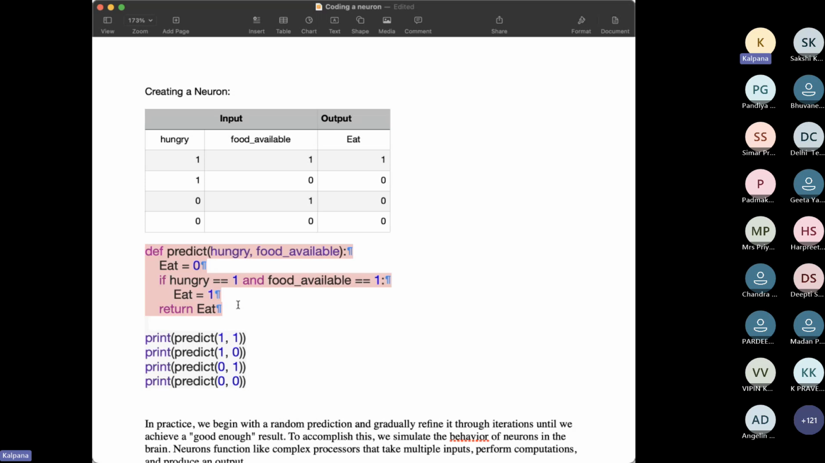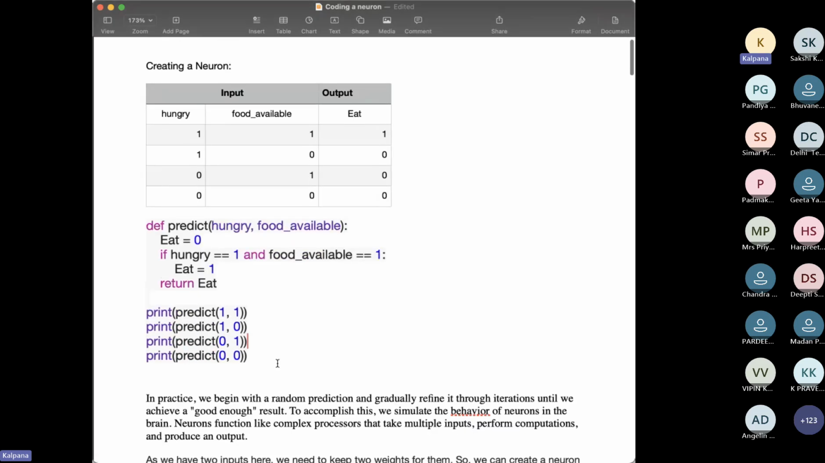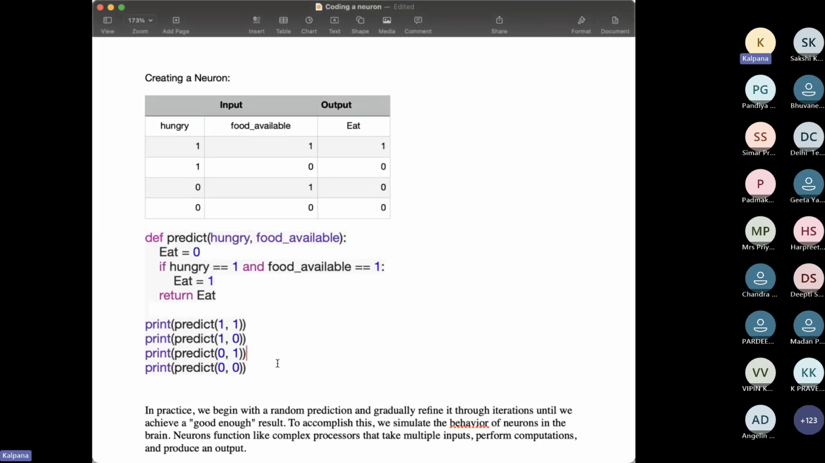It is actually computing. Now we give input to this predict function, like 1, 1. What do you think will be the output for this print? Obviously it will be 1, and for the rest of the prints it will be 0. I hope this much is clear to all. Yes, ma'am. Okay. If in between you do not understand anything, please let me know.